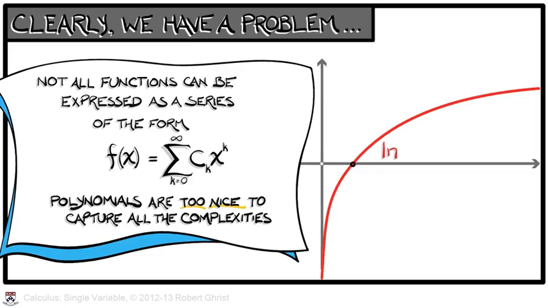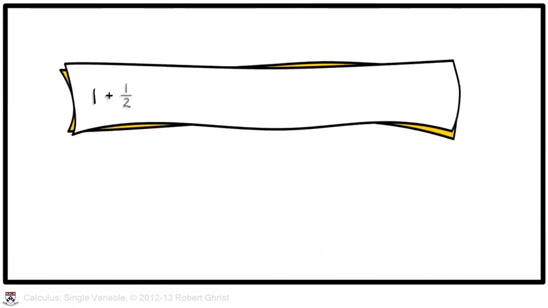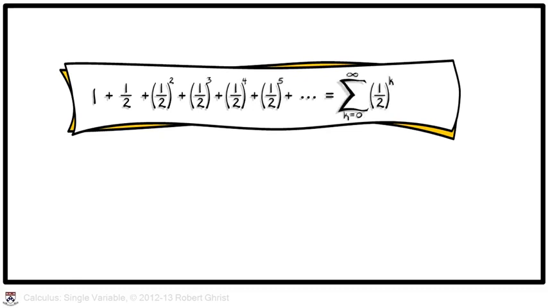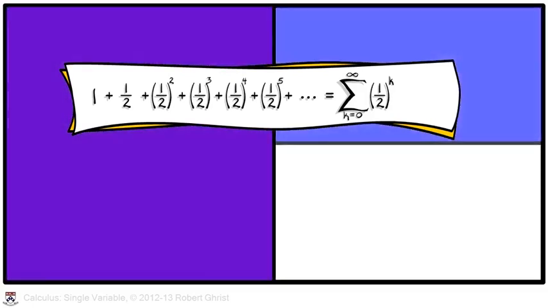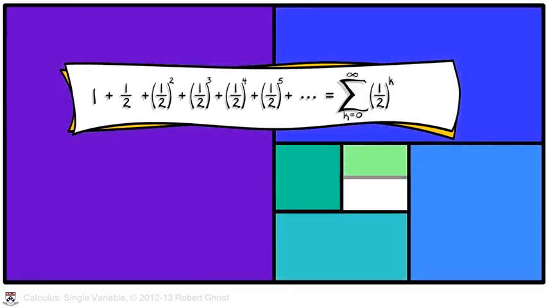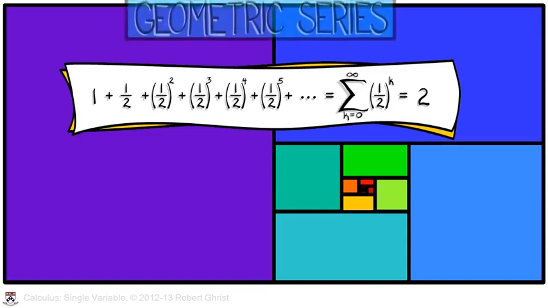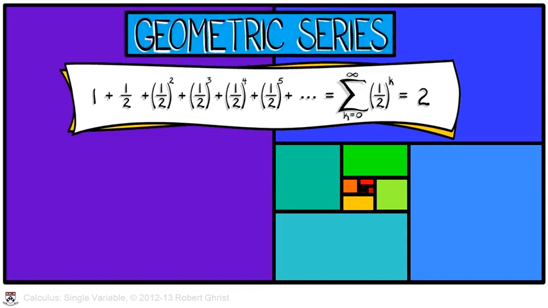One must be careful. Let's look at an example where adding together an infinite number of terms can lead to something good. Consider the sum 1 plus 1/2 plus 1/2 squared plus 1/2 cubed, etc. The sum, k goes from 0 to infinity, of 1/2 to the k. As you may be able to guess from geometry, if nothing else, this sum converges, and converges quite simply to the number 2. This is an example of something called a geometric series.